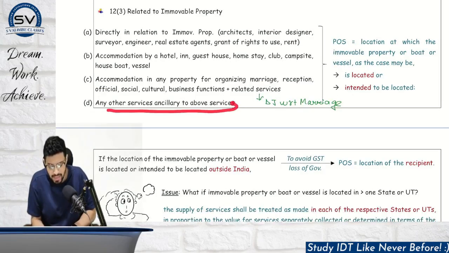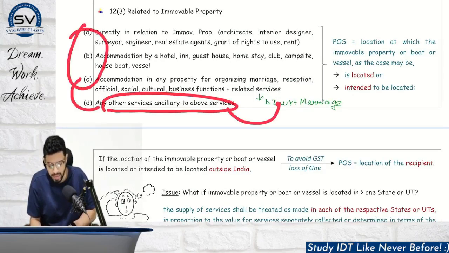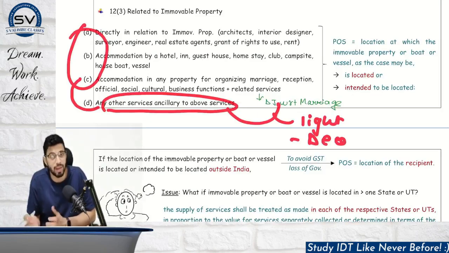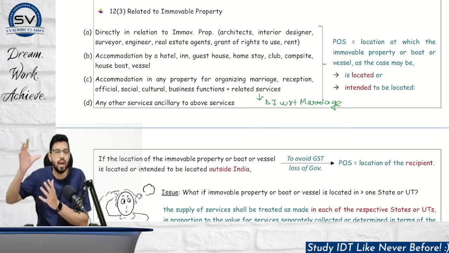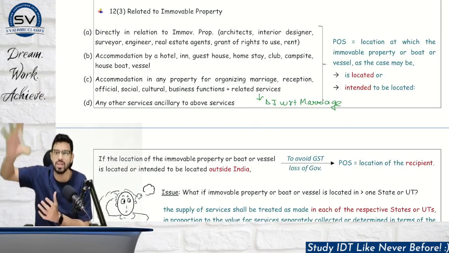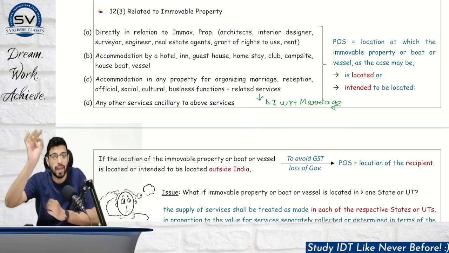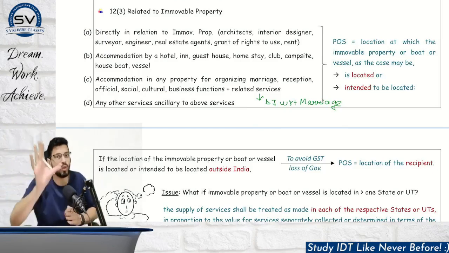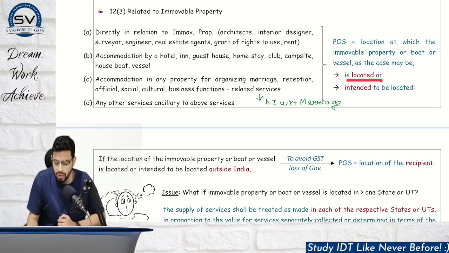Any other ancillary service basically linked to the above three. Example, DJ, lighting, decoration, event management. Event management will be covered later, but all those which are associated with the physical immovable property, the place of supply shall be the location of the immovable property, or wherever it is intended to be located.